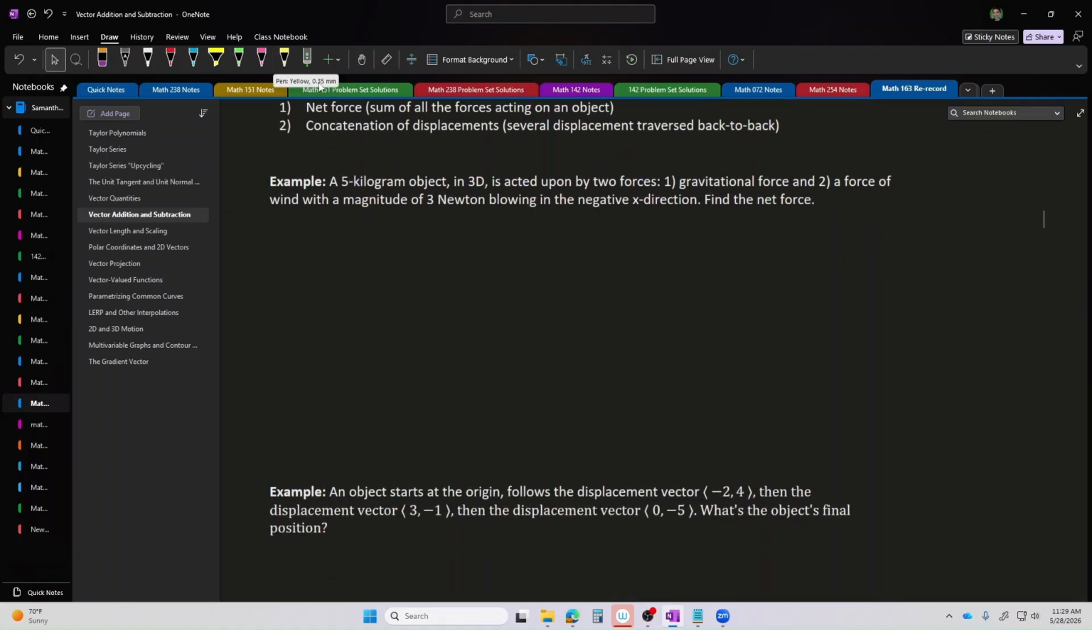So the first thing that I'm going to do is take the two forces that are described to me in this problem, and calculate the vectors representing those forces. I'll call F1 the force of gravity. And I'll call F2 the force from this wind. Now, as I'm calculating gravity, I'm going to remember that the direction of gravitational force is straight down, which in our case, in a 3-dimensional problem, is going to be in the negative z direction.